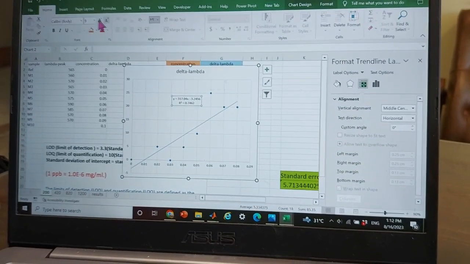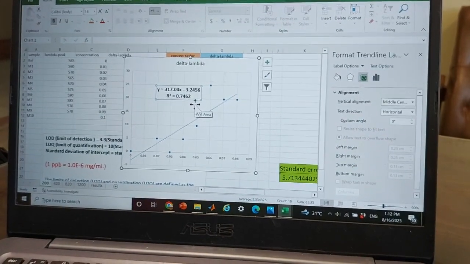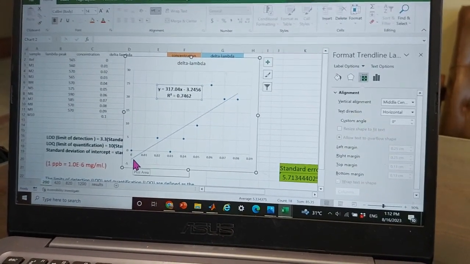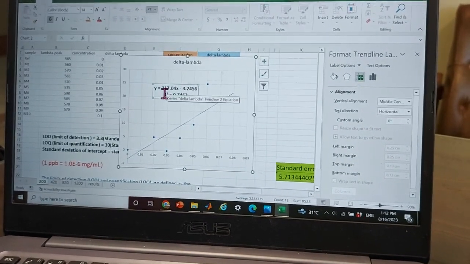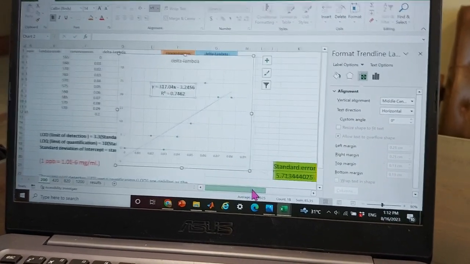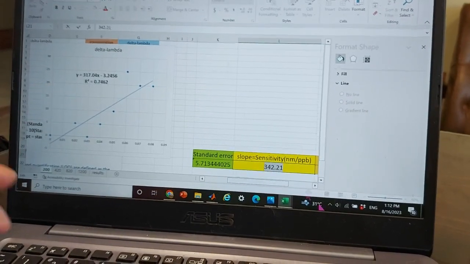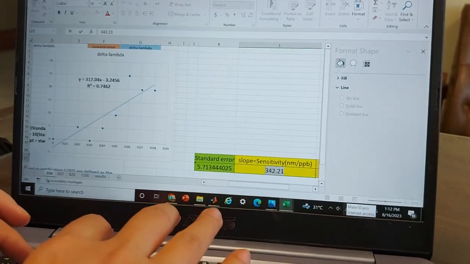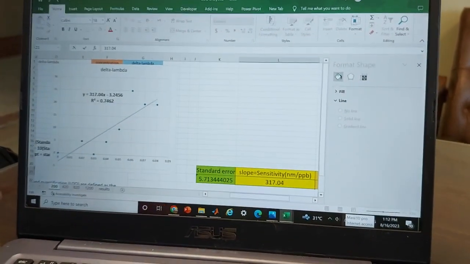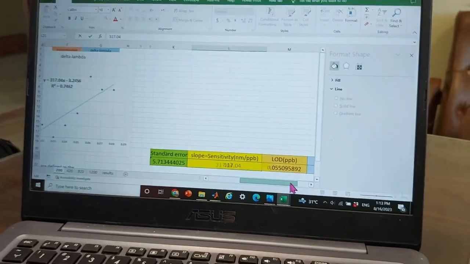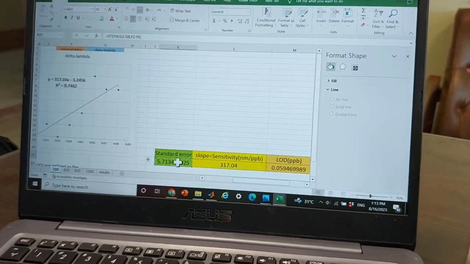I just make it bold and larger. You see, this is the equation that fits this graph. The slope of the graph is very important for us, and it means sensitivity. Because I changed something, I need to correct this one. The sensitivity is 317 point this. Okay? This is the sensitivity. That's something that is very important for us. This one is a standard.